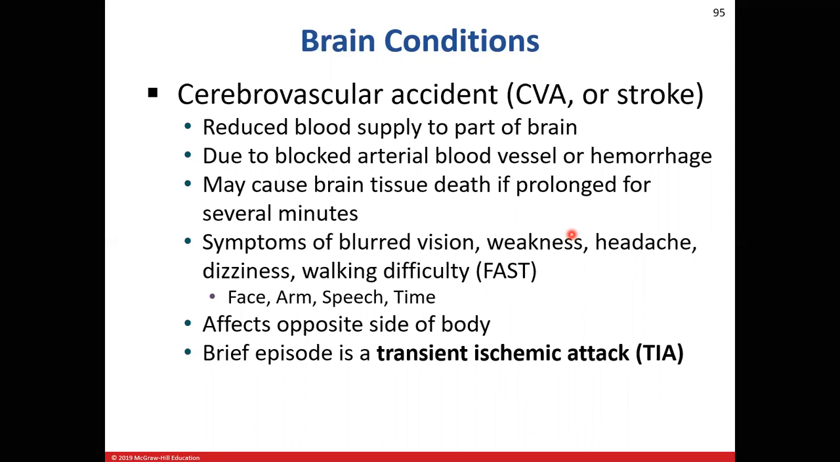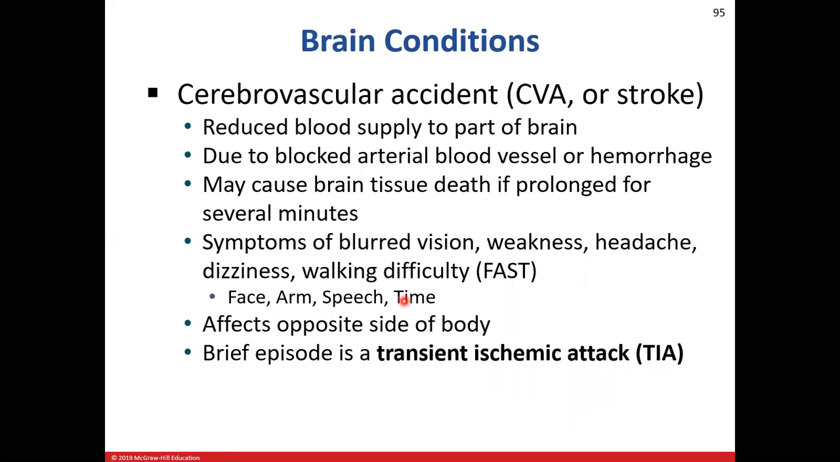Symptoms of a CVA or a stroke typically are going to involve blurred vision, weakness, headaches, dizziness, and walking difficulty. And one of the acronyms that we'll use with a stroke is FAST. And so when we think of FAST, we should be looking at the face, the arm, the speech, and time. So we look at the face to see if there's any drooping of the muscle tissue. We look at the arms to see if there's any weakness of the arms. Are you speaking clearly, or do you have some sort of slurred speech? And then lastly, if you have any of those that indicate some sort of stroke, it means you have to move fast. So you have a very limited amount of time.